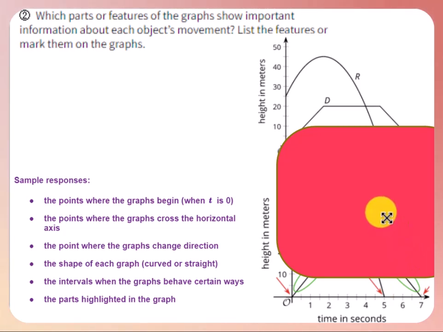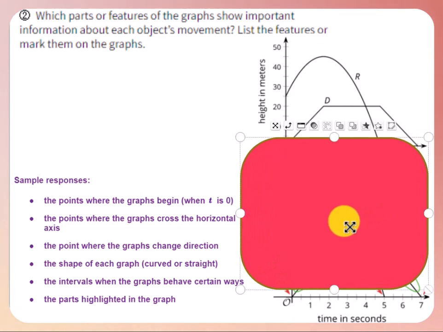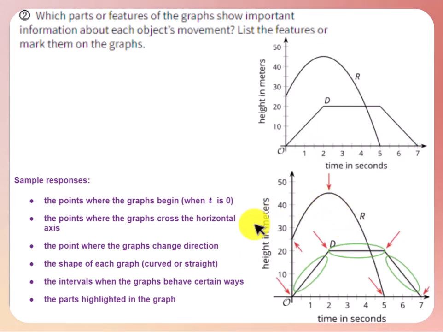Okay. The points where the graphs change direction. Let me just take this off so we can see it all. Okay, the points where the graphs change direction. Right up here at the top, the rocket reaches its maximum, and then it changes direction. For the drone, it's going to change direction when it gets to 2 seconds and at 5 seconds. The shape of each graph, curved or straight. The rocket is curved and the drone is straight.